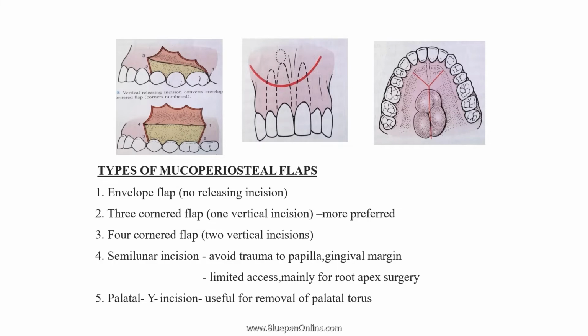Then what is a semilunar incision? To avoid trauma to the papilla and all, you can actually go for that. When you're going for a root apex surgery, you can go for that. Now, palatal Y incision, the last picture. It's really useful for the removal of palatal torus.